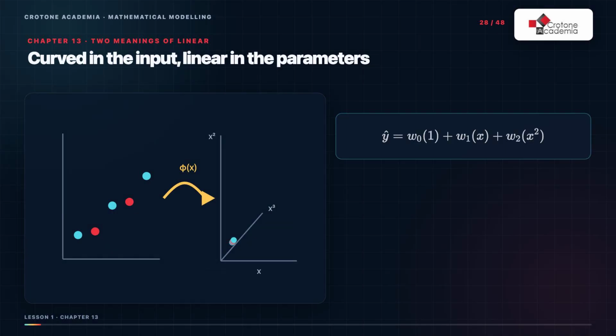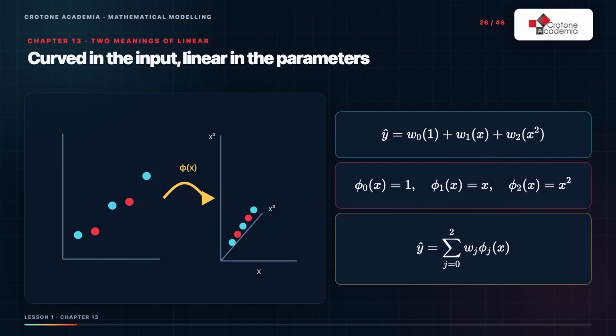The quadratic model is nonlinear as a function of x because its graph can curve, yet it is linear in the parameters w0, w1, and w2. Each parameter multiplies a selected quantity, and the contributions are added. Define phi0 of x as 1, phi1 as x, and phi2 as x squared. The model is a weighted sum of these functions. This resolves a common misconception. A model may be curved in the raw input while remaining a linear combination of chosen features. Here, linear in the parameters does not mean a straight graph.